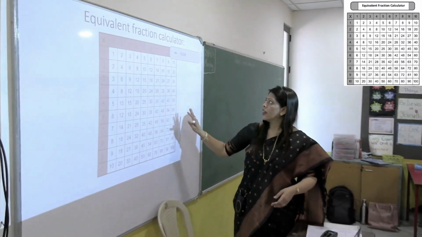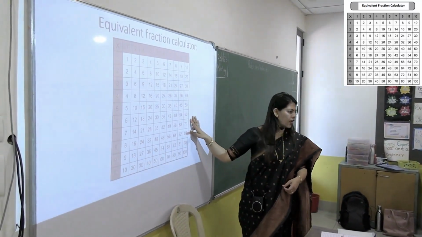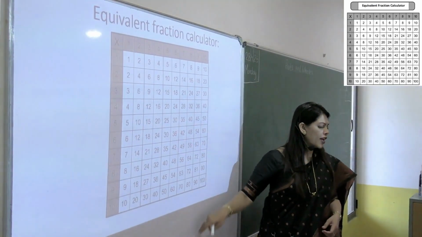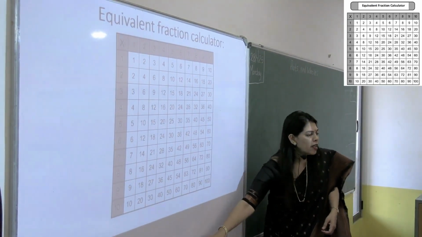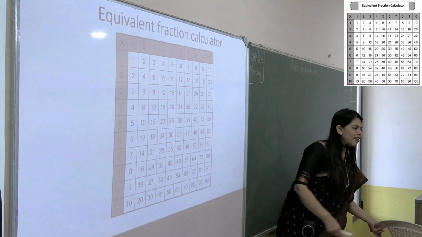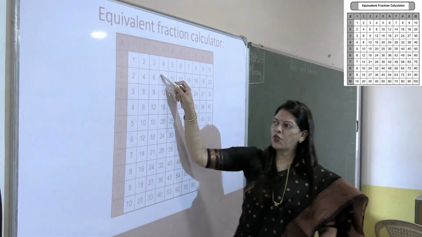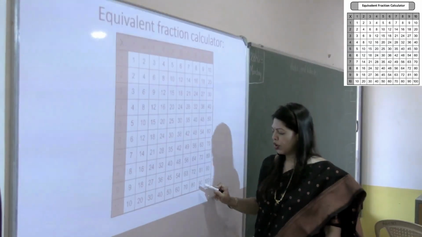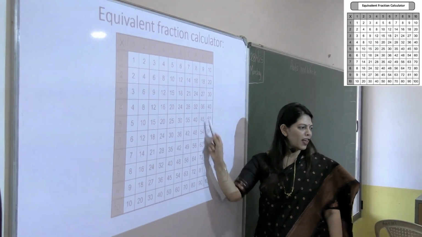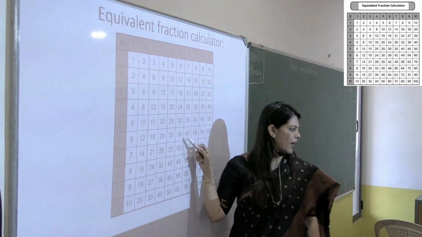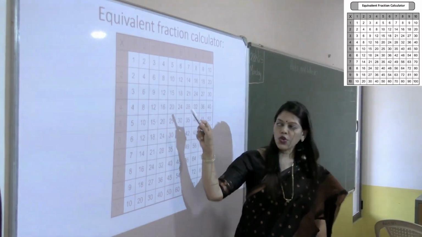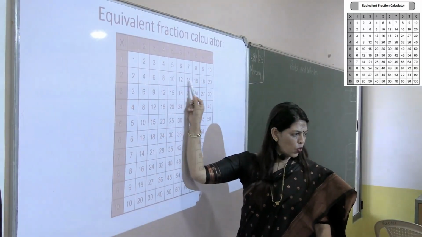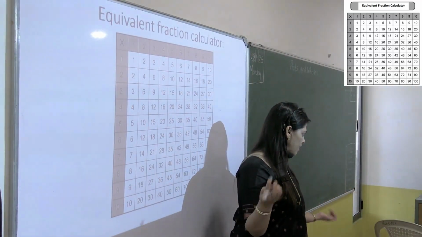Now look here, equivalent fraction calculator. You have got a fraction calculator in your hand. So how do we calculate a fraction? This is a multiplication grid, is it not? So this is table of 1, table of 2, 3, 4, 5, 6, 7, 8, 9 and 10 up to 10. This is a grid which shows the multiplication table up to 10, right? So here you can see this is table of 1 and this is table of 2. Now how do you see fractions here?